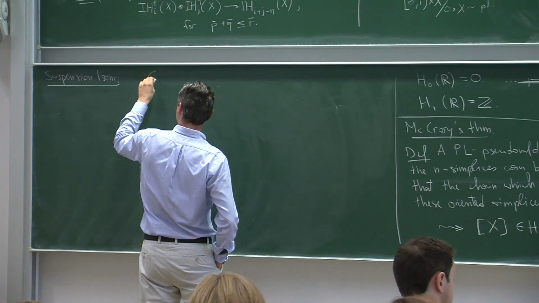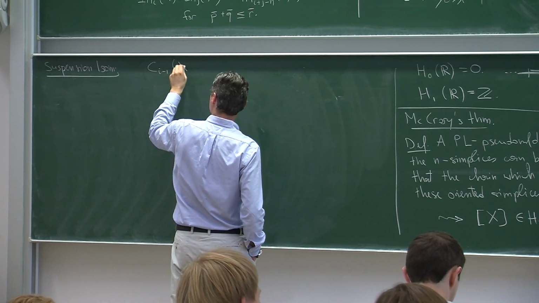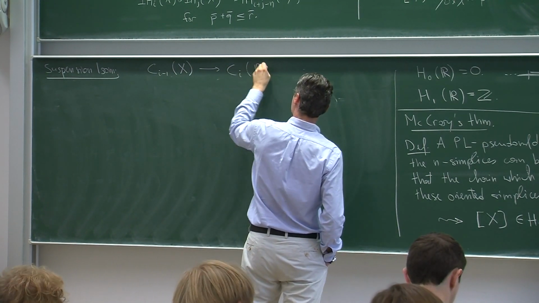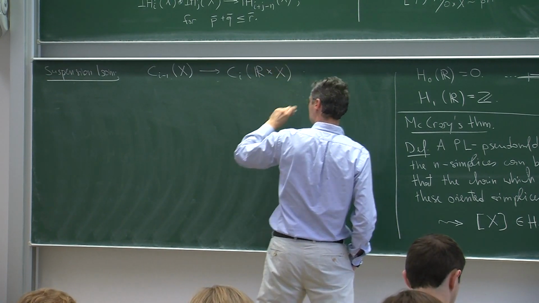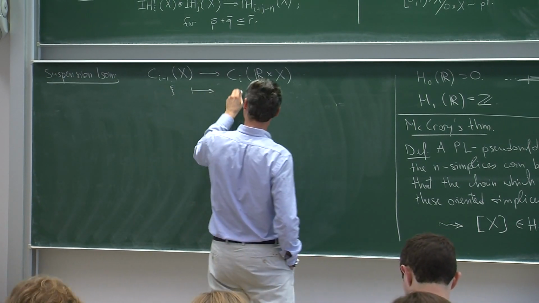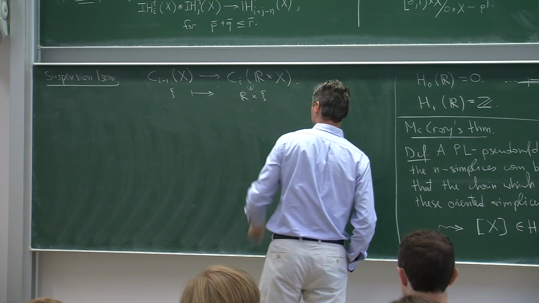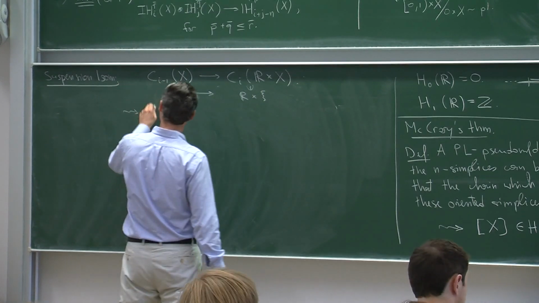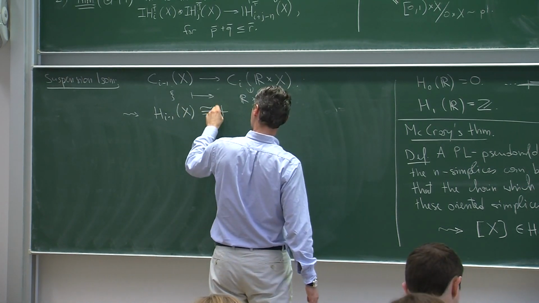Because if you have any chain, let's first take any i minus 1 chain on X, and you want to compute the Borel-Moore homology of R cross X, then there is a similar map. You could take a chain here and send it to R cross Xi in here. And this induces a map on homology, and this map is an isomorphism. And this is called the suspension isomorphism in Borel-Moore homology.